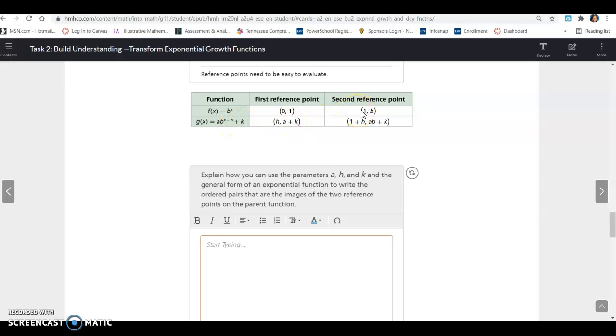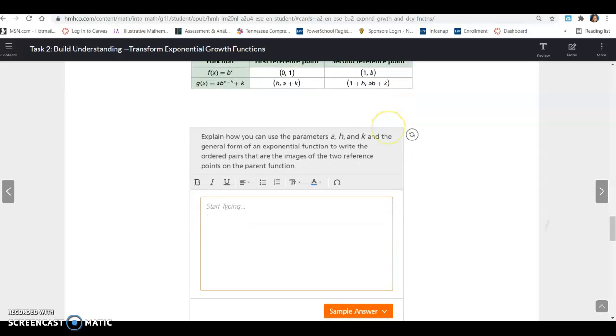All right, your second reference point, 1, b, is going to be 1 plus h. So 1 plus whatever h is. Here it went from 0 just to h, but now you have to add the 1 because you started at 1 here. And then b is going to be a times b plus k. Because again, b is here, so it's still the same here. You just have to put b in the function there.